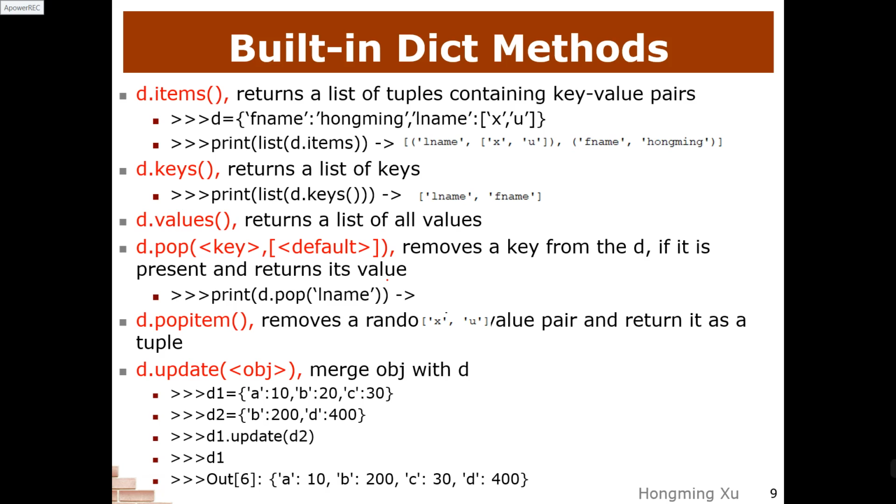This slide shows more Python built-in dictionary methods that you can use to manipulate dictionaries in your programming. First, items returns a list of tuples containing key-value pairs. But note that if you want to change the dictionary to a list, you also need to use the function list to make sure you get an output of list type. For example, if we define this dictionary and I use the items function, the output will be a list.